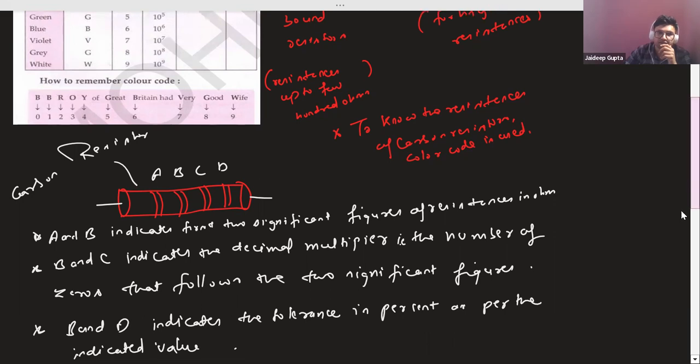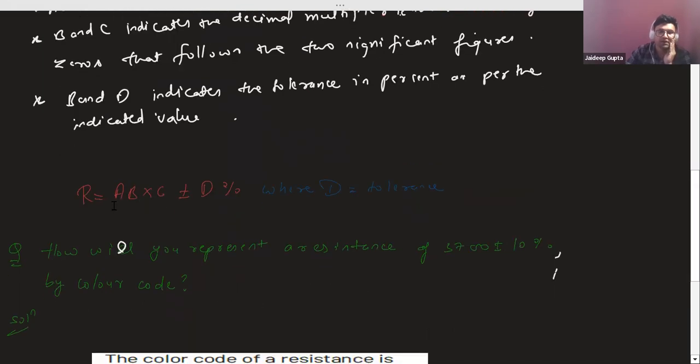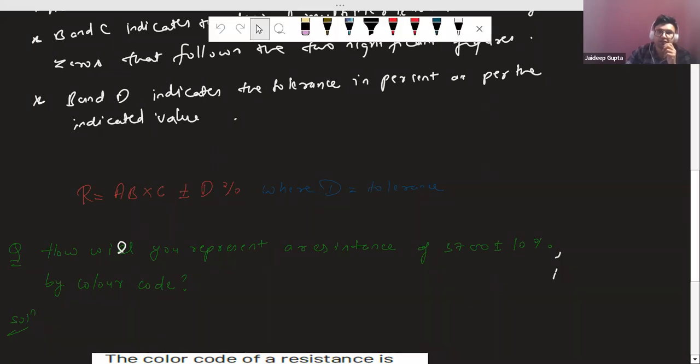By an example, this is the way to represent a carbon resistor. A, B, this is multiplication C, plus minus is tolerance level, D percent, this is tolerance level. Now, by giving an example, how will you represent a resistance of 3700? First of all, you should remember this table also.